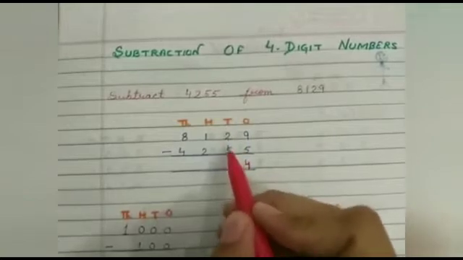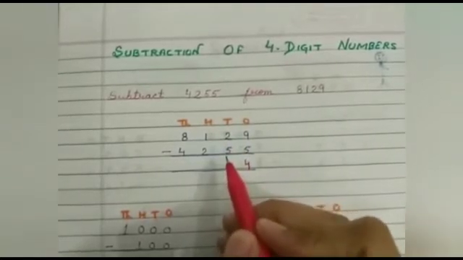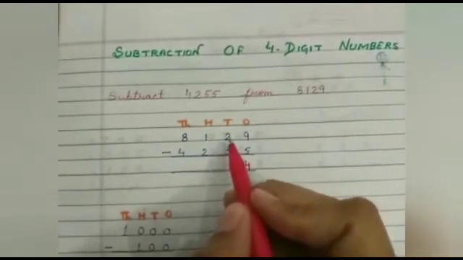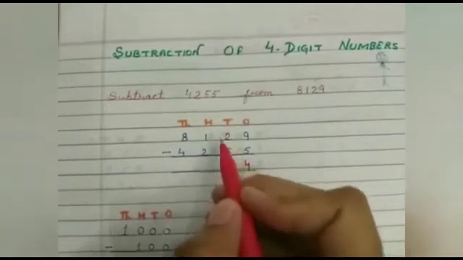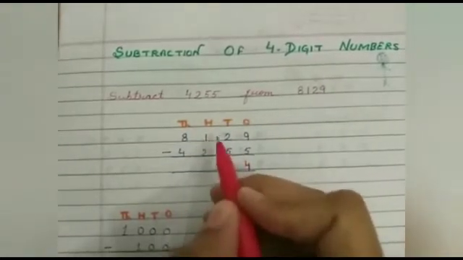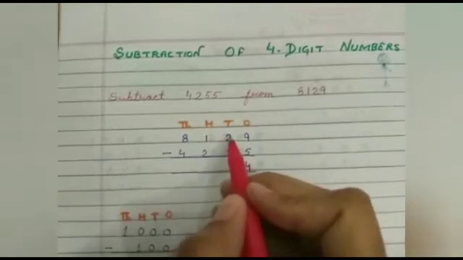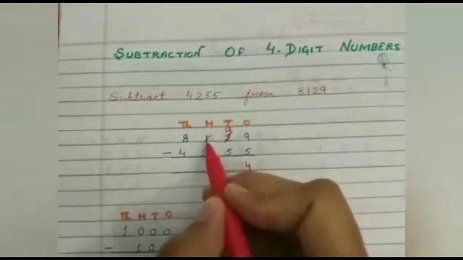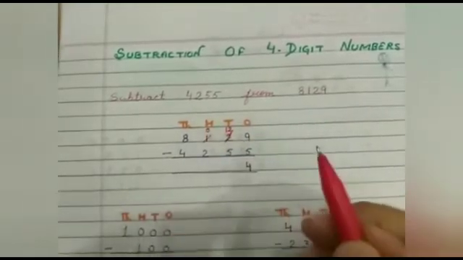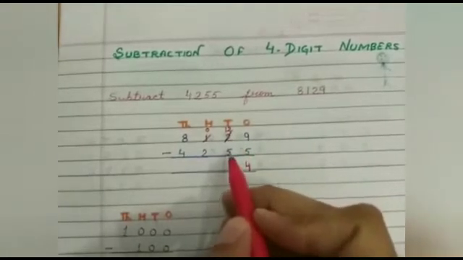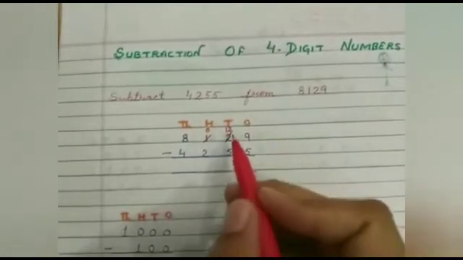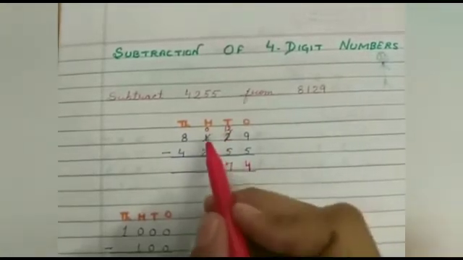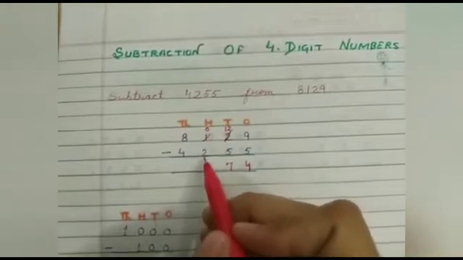Now we will subtract the digits that are at the tens place. At the tens place we have 2 and 5, but we cannot subtract 5 from 2. So what we will do is borrow from the hundreds. So we'll take 10 hundreds. So the 2 will change into 12, and we have taken from this, so it will change into 0. Now we have to subtract 5 from 12. 12 minus 5 is 7.